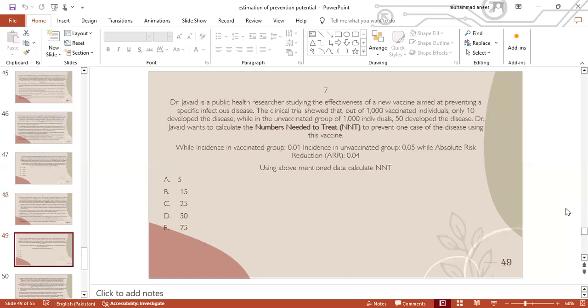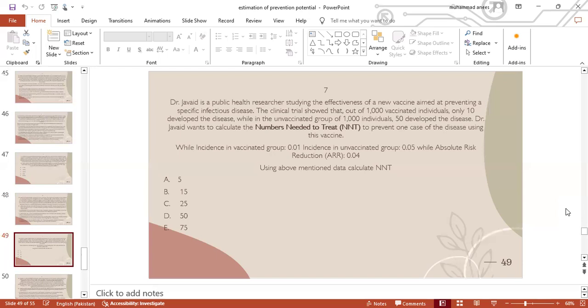7. Dr. Javed, a public health researcher, is studying the effectiveness of a new vaccine aimed at preventing a specific infectious disease. Clinical trials showed that out of 1,000 vaccinated individuals, only 10 developed the disease, while in the unvaccinated group of 1,000, 50 developed the disease. Dr. Javed wants to calculate the number needed to treat to prevent further cases.